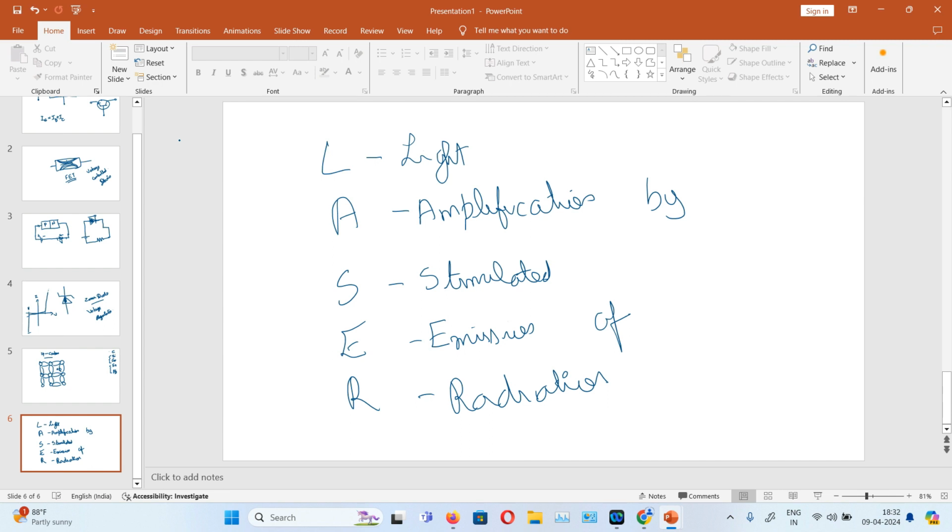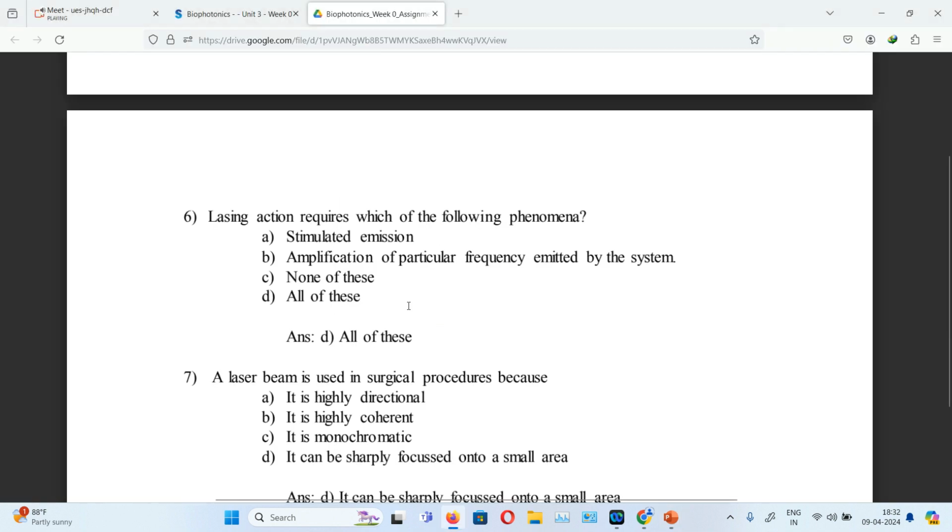What's happening? Using stimulated emission of radiation, light is getting amplified. This phenomenon is known as a laser. Stimulated emission is happening, and due to stimulated emission, light amplification is also happening. So A is correct, B is correct. The most appropriate answer to this question is all of these.